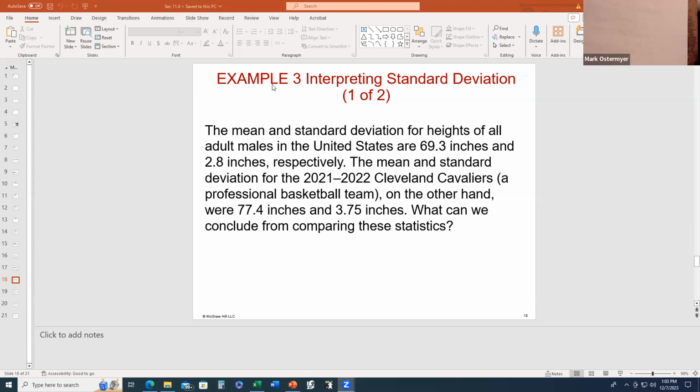Airlines. Do you agree? Before they build an aircraft, they want their customers to be comfortable on a flight. So heights. Yeah, there's so much need to know average heights for many different things. So this is important stuff. All right. Anyways, the mean and standard deviation for heights of all adult males in the United States are 69.3 inches, and 2.8 inches would be the standard deviation. Okay.